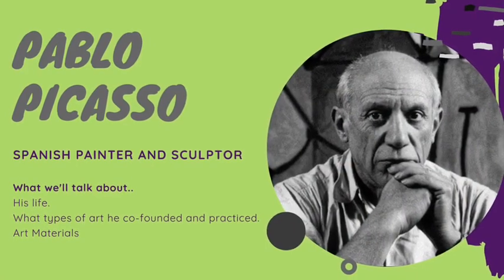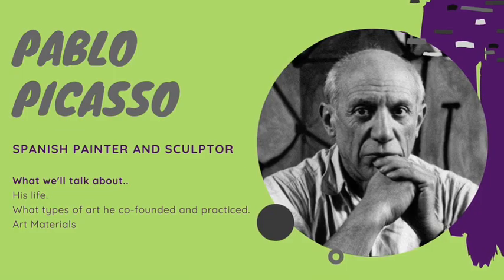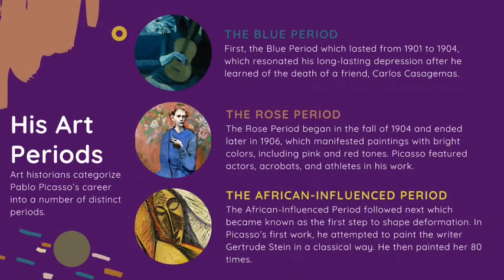Hey guys, today we're going to be talking about Pablo Picasso, the famous Spanish painter and sculptor. Here are a few facts about Pablo Picasso's life that you can read through if you have time. He has three famous art periods: the Blue Period, the Rose Period, and the African Influence Period.